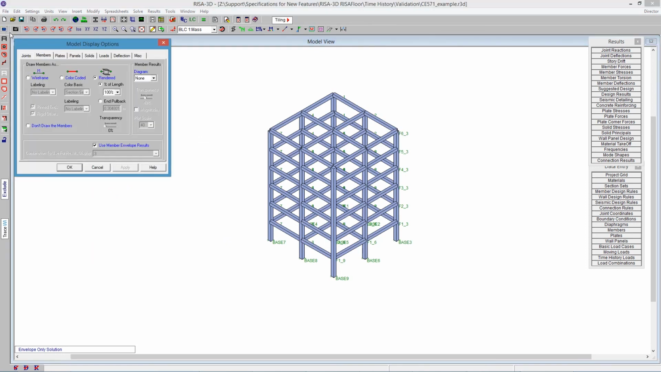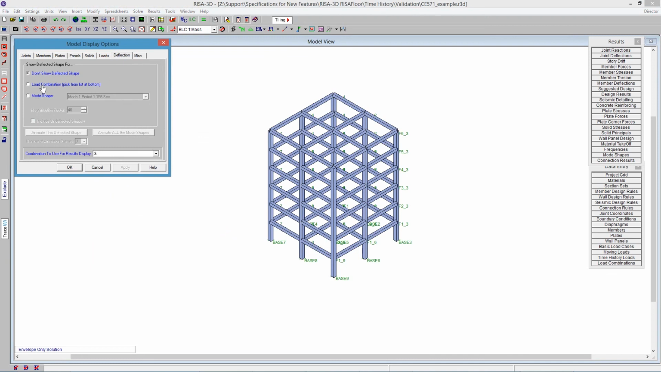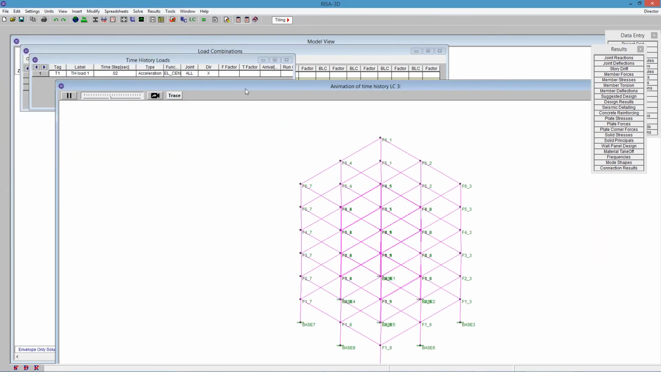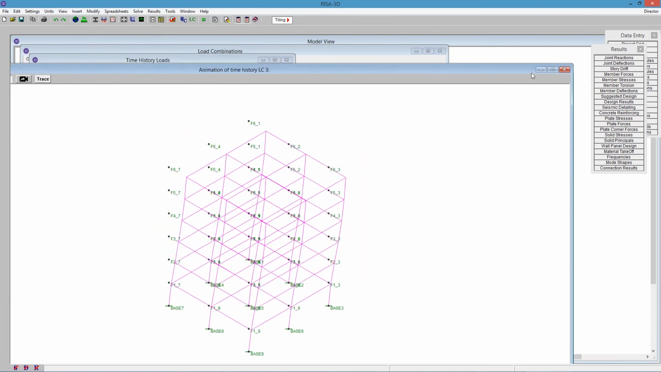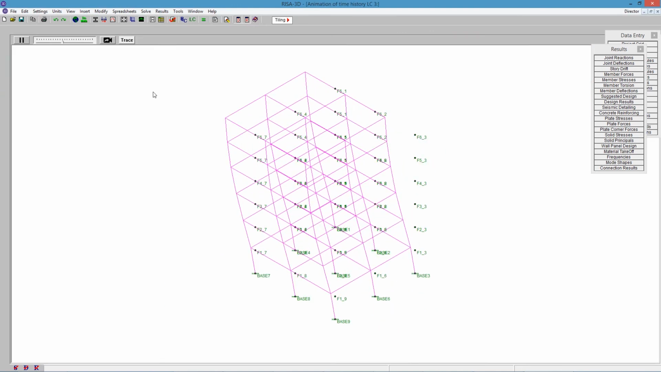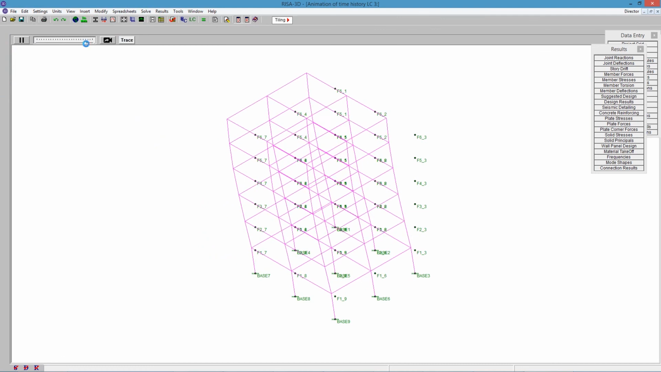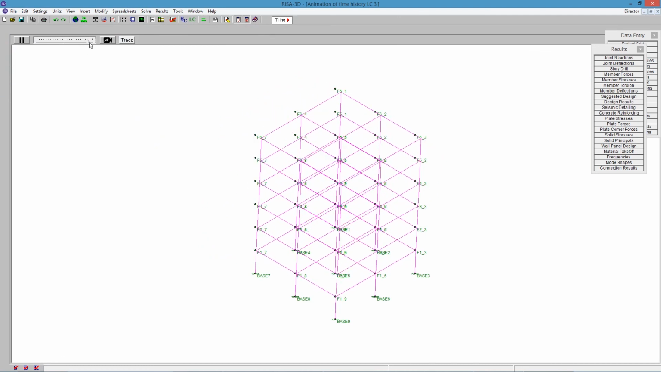We can go to the deflection tab and we can display these graphically. We're going to see the animated shape, and let's go ahead and open that up so we can see the whole thing. So we see the whole shape is going through an animation. We can control the speed of that animation, and we can really see how that behaves during this earthquake.